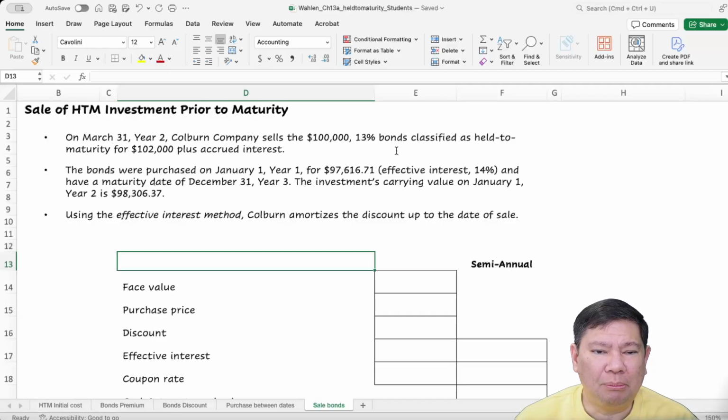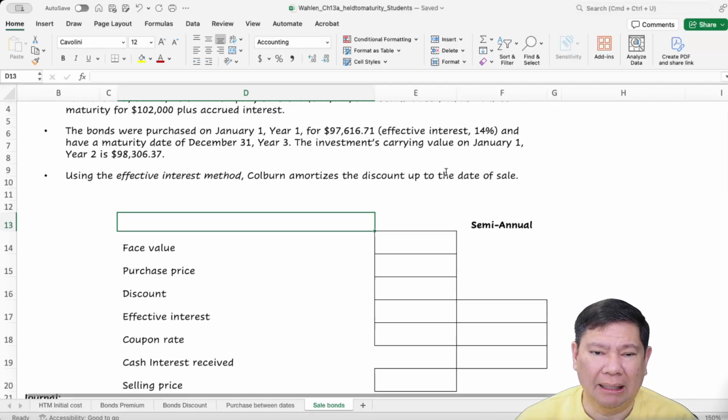The bonds were purchased on January 1st, year 1, for 97,616.71, with 14% effective interest. Okay, the maturity date is on December 31st, year 3. The investment carrying value on January 1st, year 2 is 98,306.37. The company uses effective interest method.